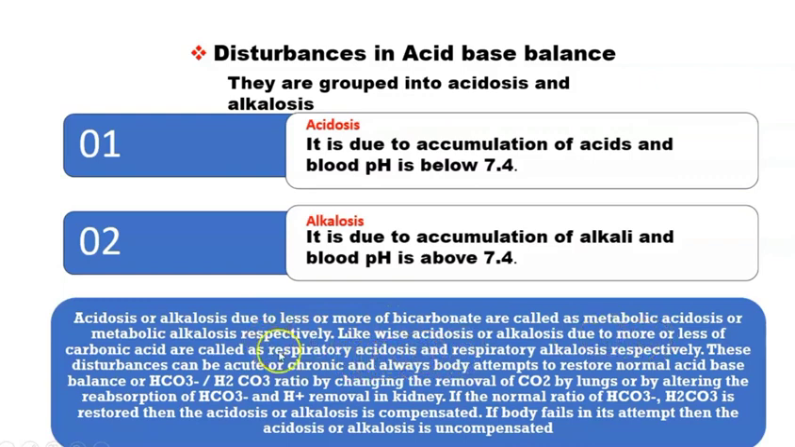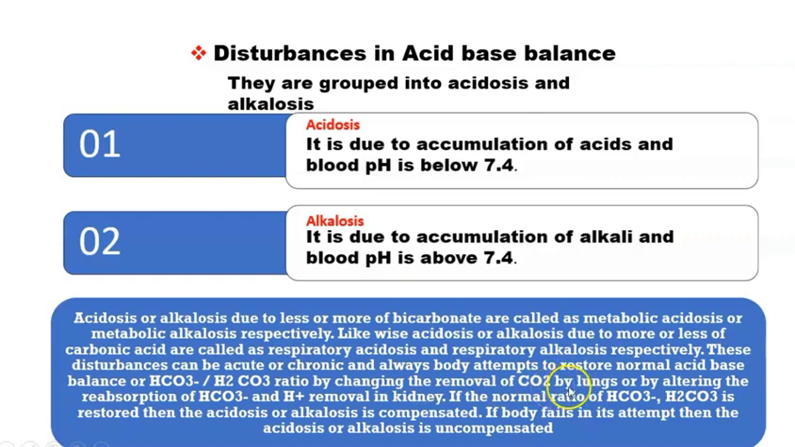This disturbance can be acute, meaning immediate, temporal, or chronic, meaning over a long period of time. In such a case, the body always attempts to normalize the acid-base ratio. How does the body attempt to normalize it? Bicarbonate, hydrogen carbonate, is a conjugate base, while H2CO3 is our carbonic acid. So the body is trying to normalize this base to acid ratio by removing CO2.